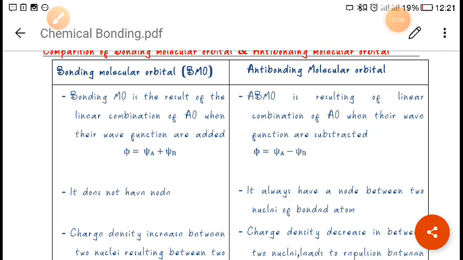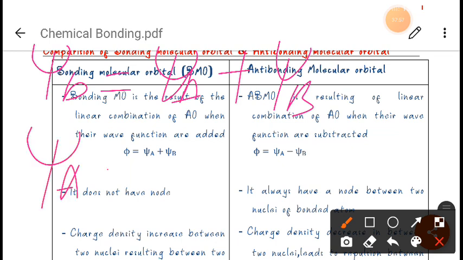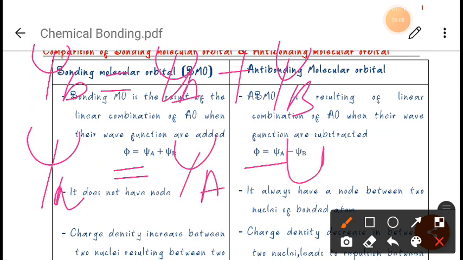Now next, the wave function of the bonding molecular orbital may be approximated by summing the wave function of the combining atom, which is psi b is equal to psi a plus psi b, right? But in the case of anti-bonding molecular orbital, the molecular orbital is obtained by subtracting the wave function of the combining atom, which is psi a minus psi b, right?